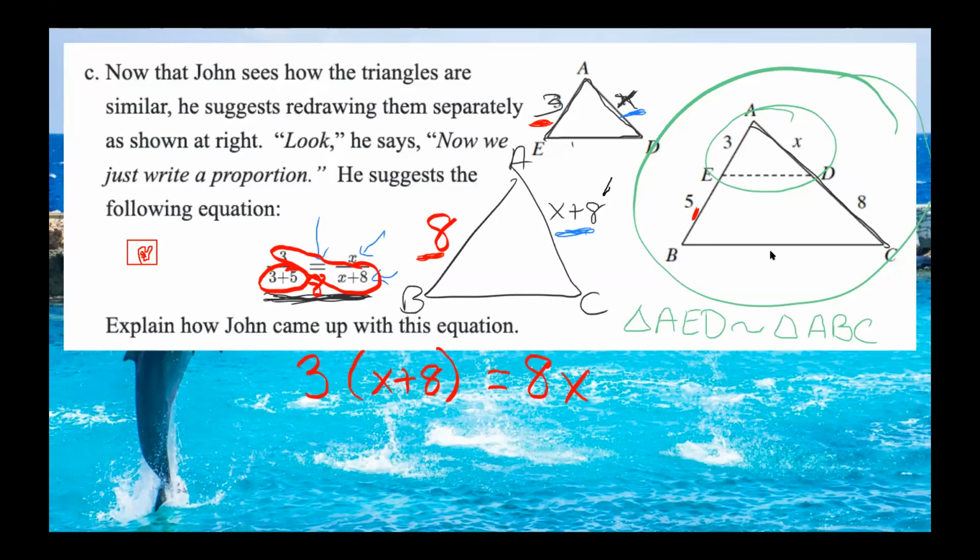Then I do the distributive property here. And I get 3x plus 24. Oops. Equals 8x. Then I'm going to take away 3x from both sides. Am I doing this correctly? Is there a mistake here at all yet?